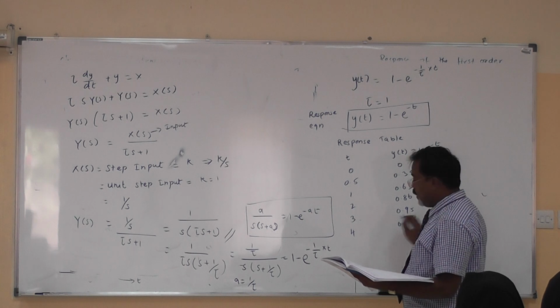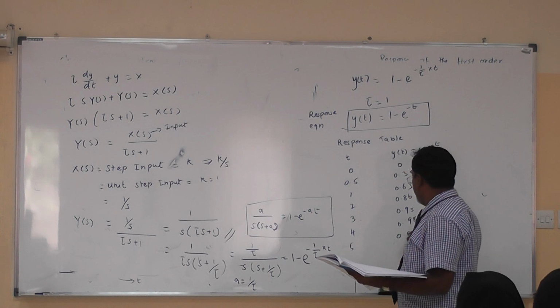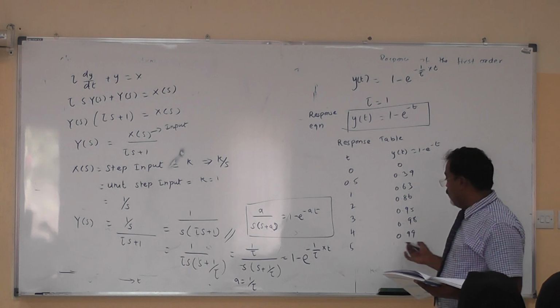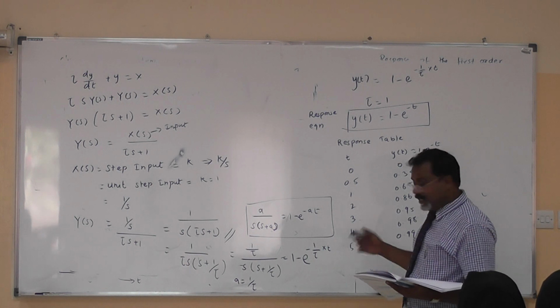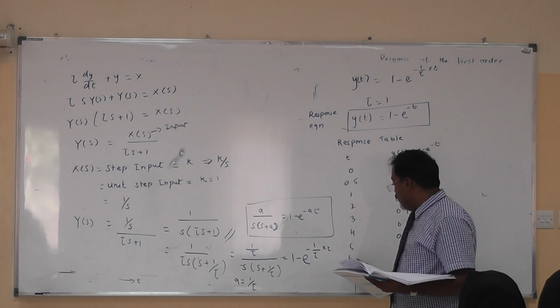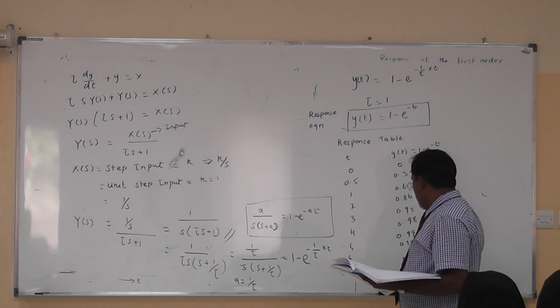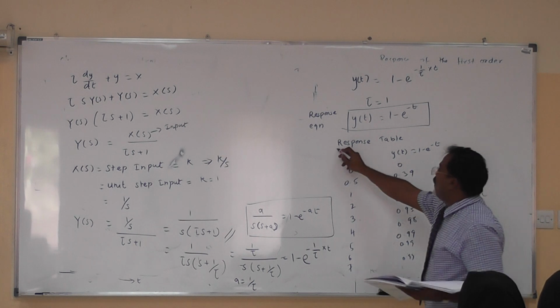If I give 5, it means 0.99. Then this is the maximum achieved, 99%. And if you give 6, 7, 8, then again only 0.99 will come. This is called the response table.